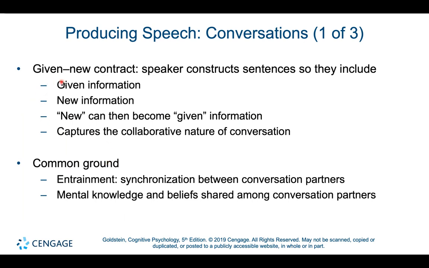The first is known as a given-new contract. This is an idea about the way that people should construct sentences within a conversation that we all implicitly possess, but we might not actually know that we're doing this.